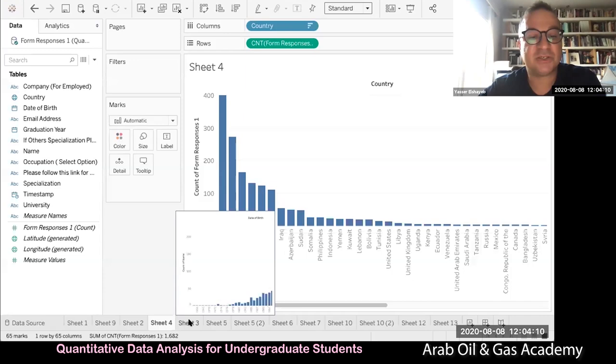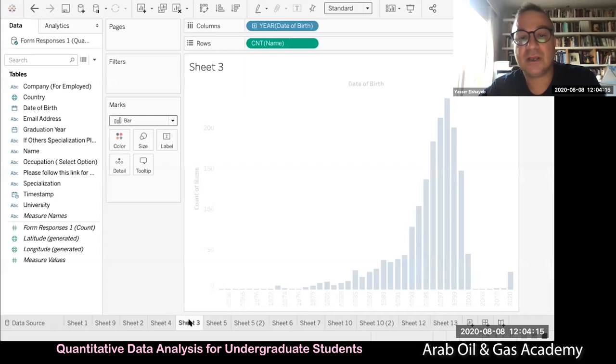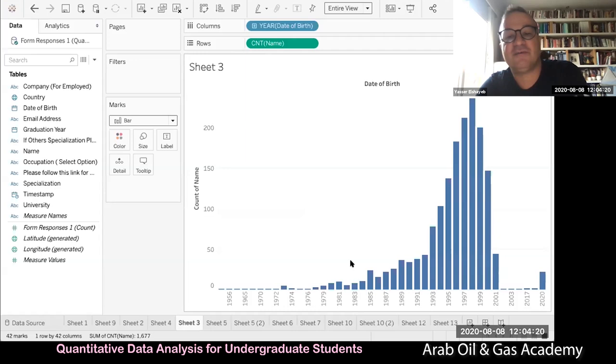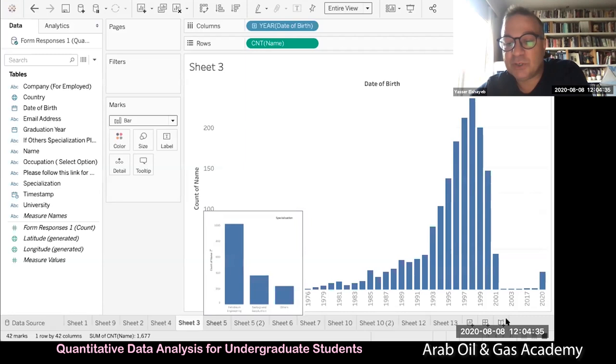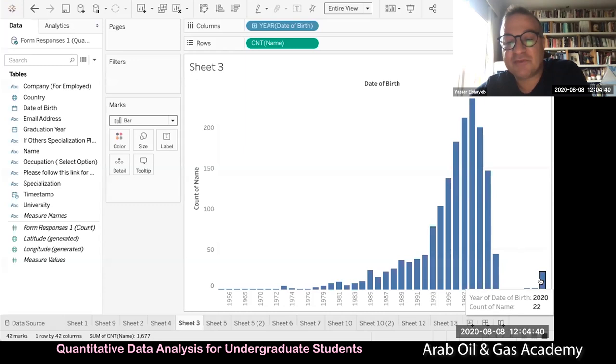And then I started looking at the distribution of date of birth. What is the distribution of the age group of the people that are attending this course? We will see that the majority of the people were born in 1998, 1997 as well, 1999, around this period. We were laughing about this before we started: some of you have mentioned that your date of birth was in the year 2020. Of course, it's a mistake, definitely, or a typo.